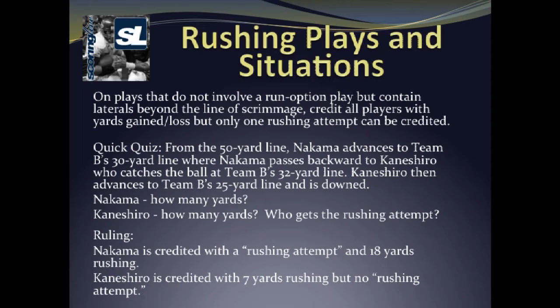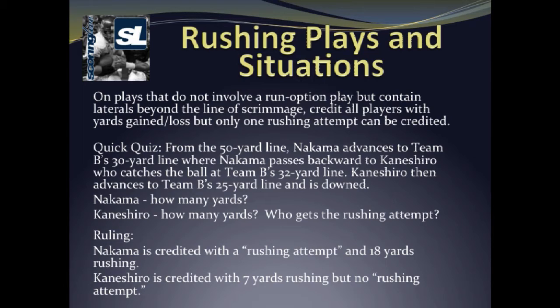Okay. Here's the answer. Nakama gets credited for the rushing attempt, but he gets 18 yards. The reason is that you have to account for where the ball was caught. The ball was caught by Kaneshiro at the 32-yard line, so Kaneshiro begins at the 32-yard line. So you have to account from the 50 to the 32, 18 yards. Then Kaneshiro gets credited from the 32-yard line to the 25-yard line for 7 additional yards.